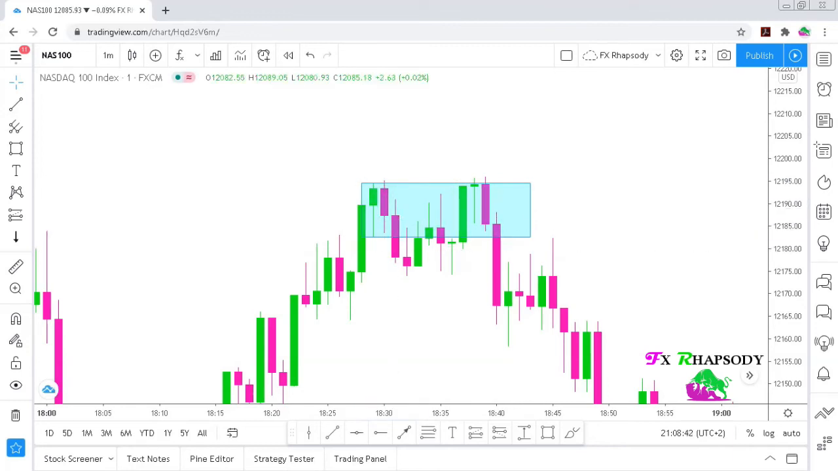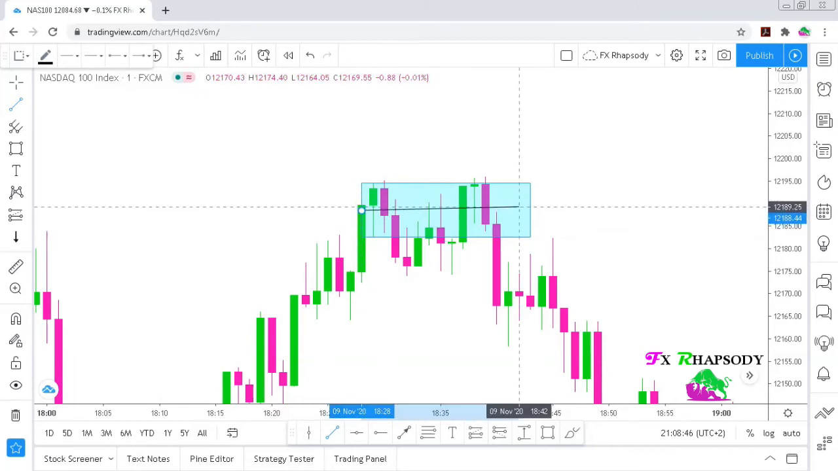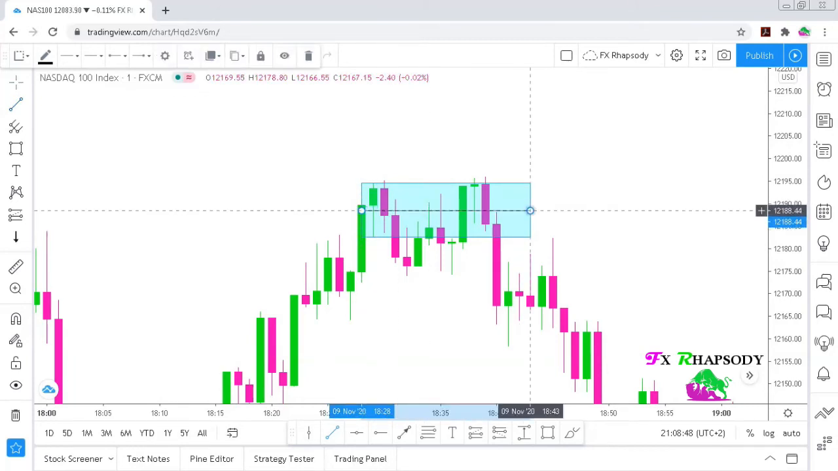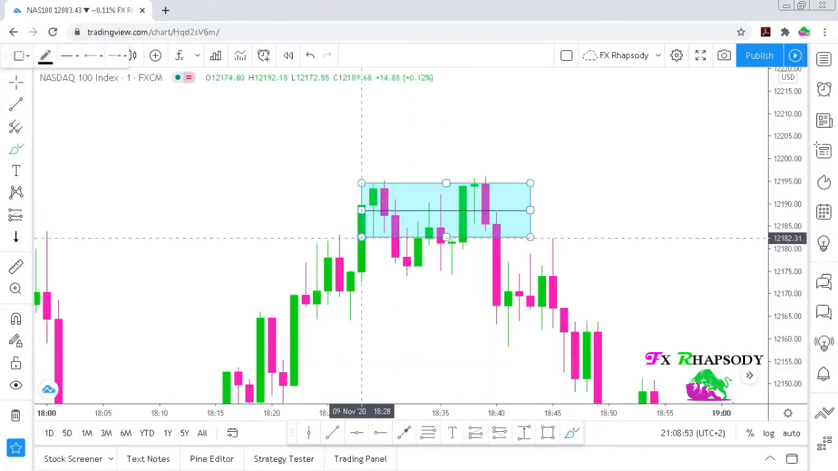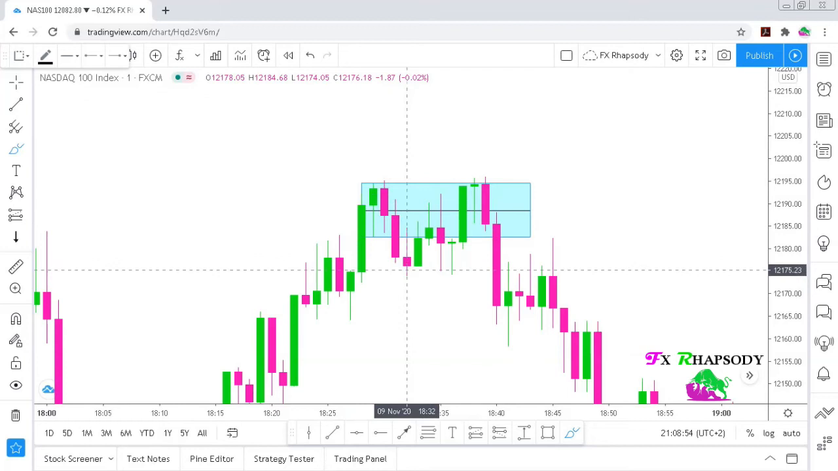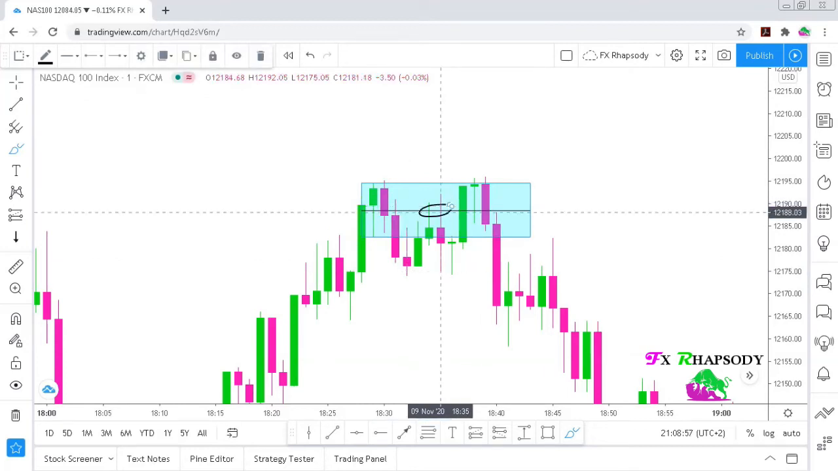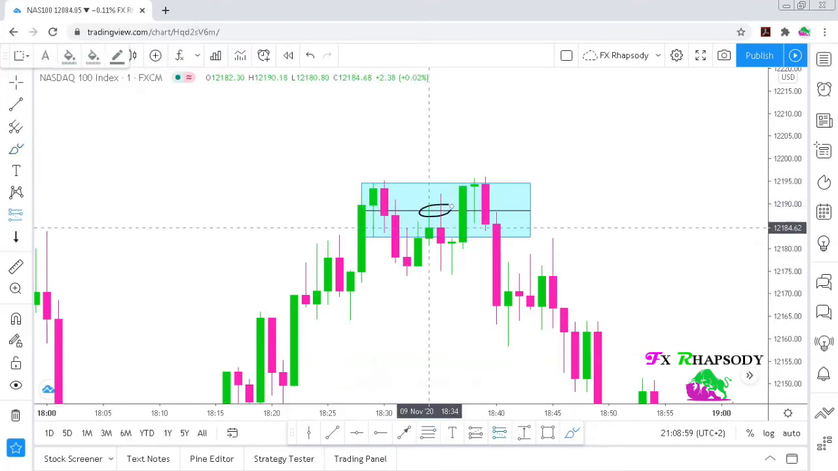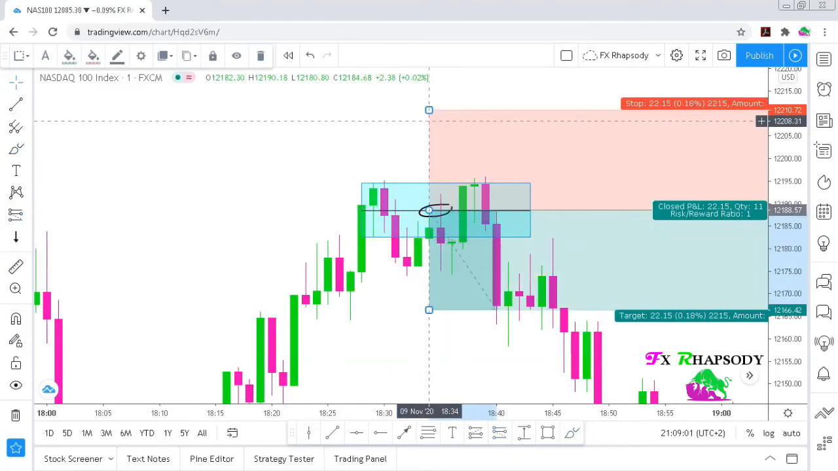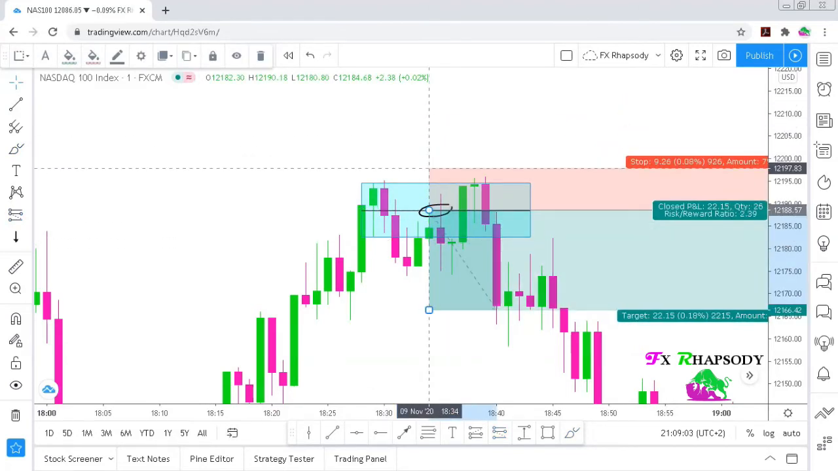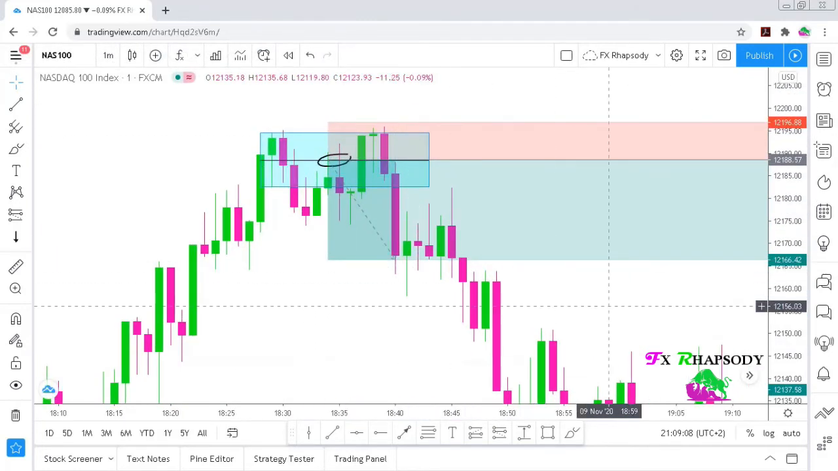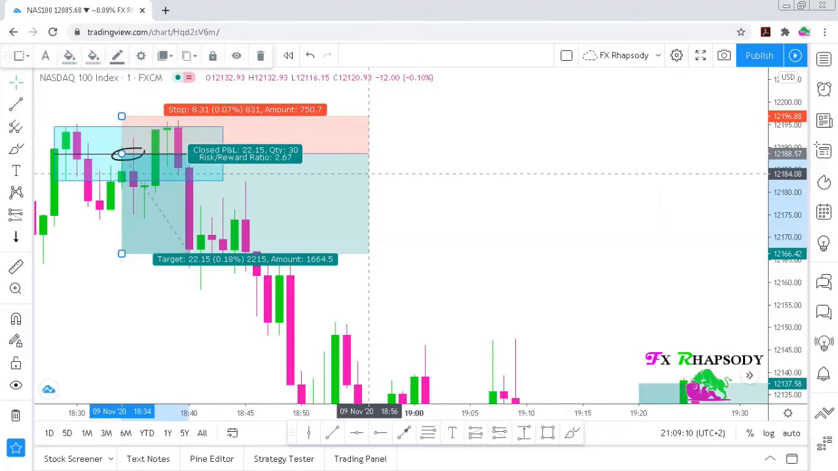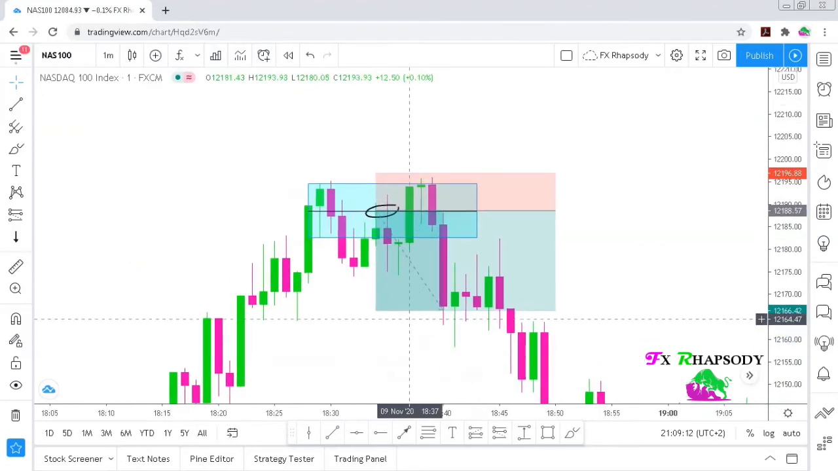I would have drawn my line right here in the middle, and then I would have waited until price came back to retest that area. So price came down, came back up, and right there is exactly where I would have put my sell order. Put my stop loss just outside the box like I've shown you before, and like you see here, price came down.